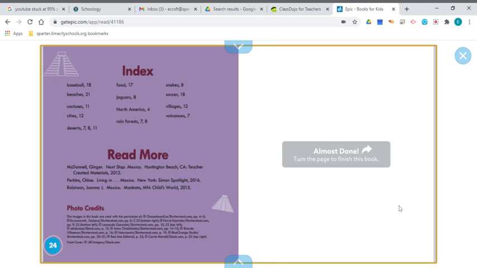Like I said, this book, along with others, and I did see there were some on Japan and Russia and India in this series, so that you could learn about even more cultures if you go to getepic.com and you enter our class code.